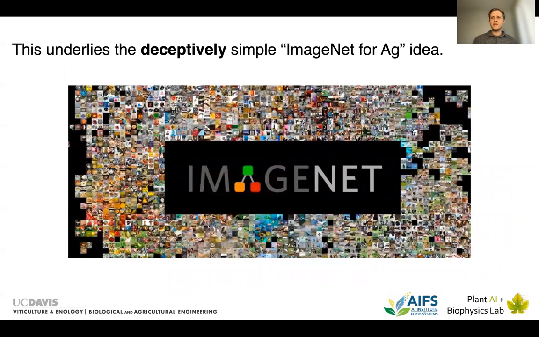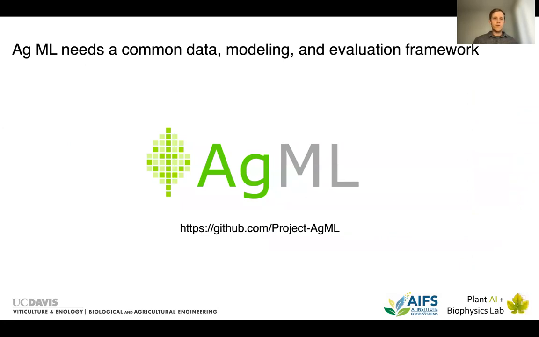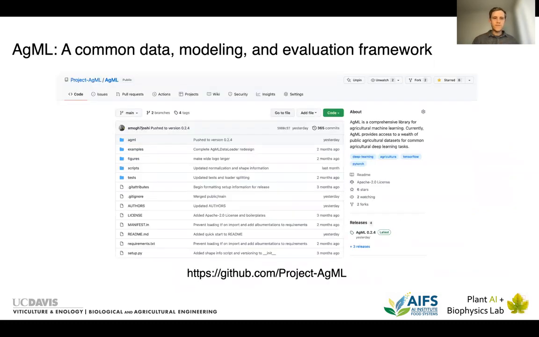So I think all of this underlies the confusion I feel when I try to think, what would an ImageNet for agriculture look like? So what we've tried to do is say, well, maybe we need a framework, right? Maybe it's not just a data set. Maybe it's many data sets. It's a broader thing. It is what we're calling AgML. And we think there's a need for common data modeling and evaluation in a broader framework context.